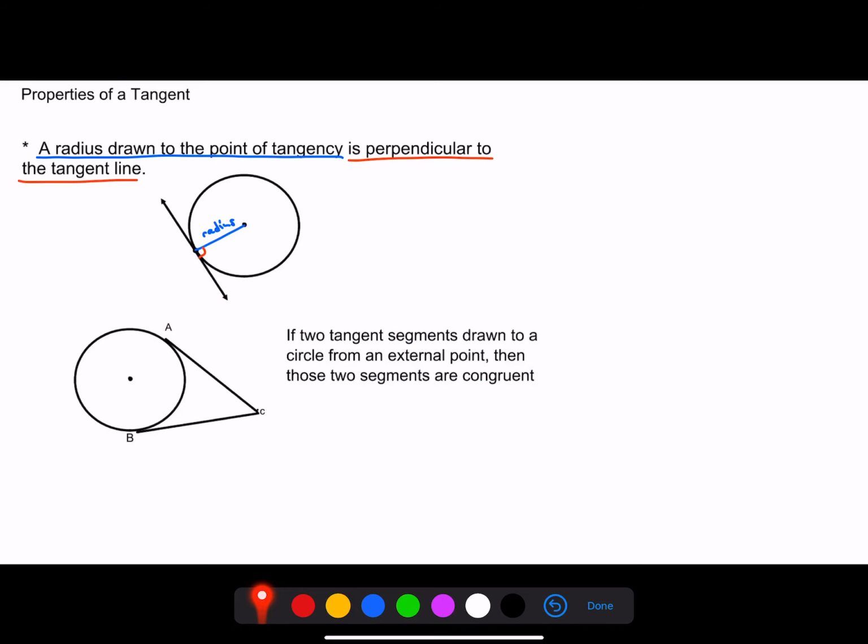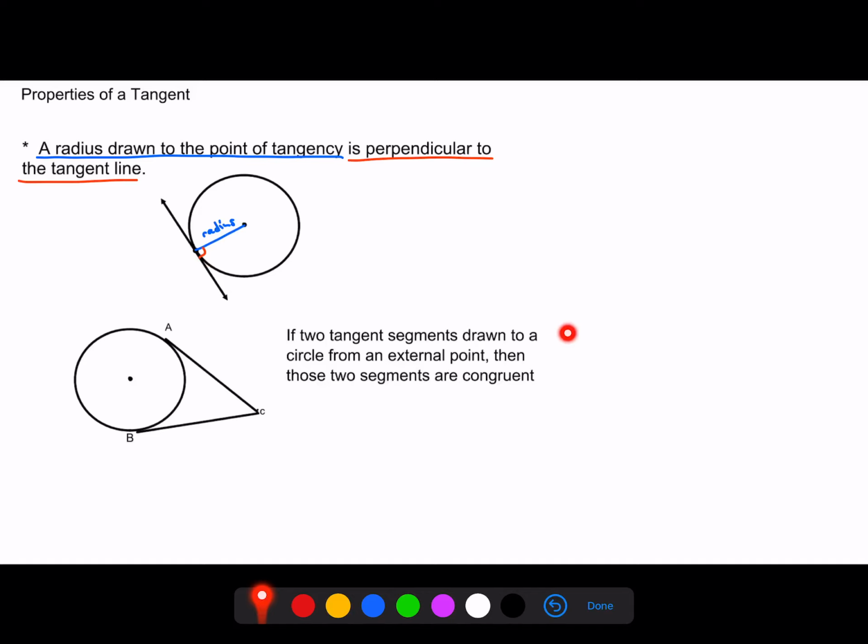All right, next up, properties of a tangent. A radius drawn to the point of tangency, so if I draw this radius here from the center to the point of tangency, that will be perpendicular to the tangent line. So our radius and our tangent line will always be perpendicular at the point of tangency. It's very useful for us to know that. It's always going to intersect at 90 degrees. Very important for us to know going into calculus as well.